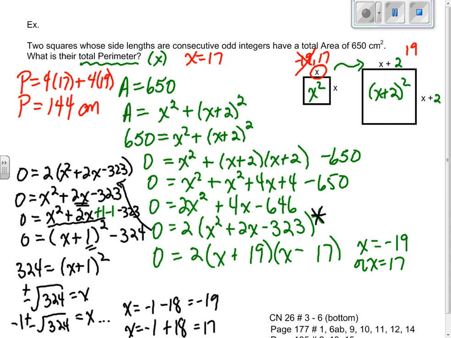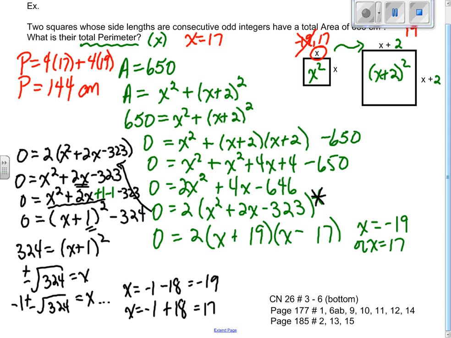144 centimeters. We're going to practice finding x-intercepts or solutions to problems. Course notes 26, 3 to 6, which is the 3 to 6 at the bottom of the page. Page 177 and 185.